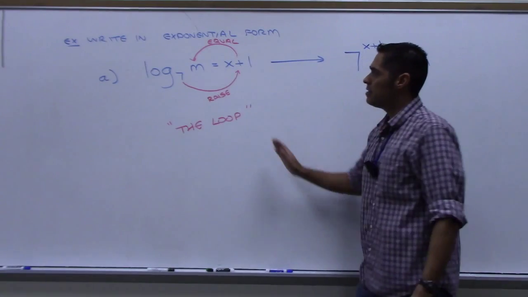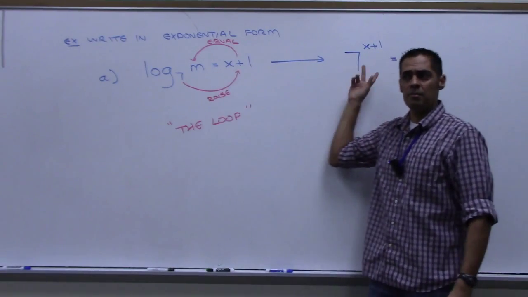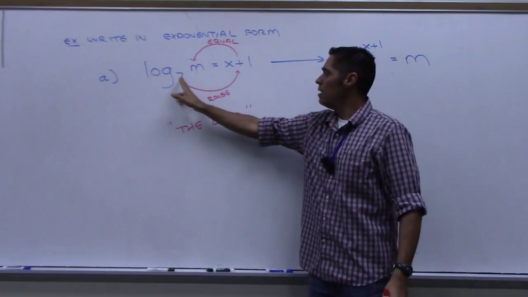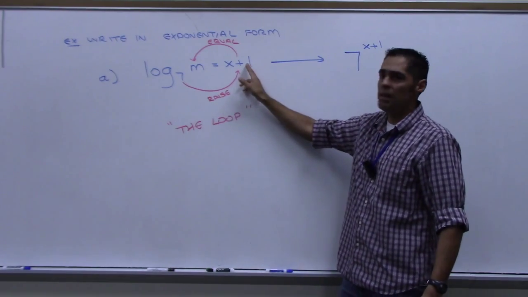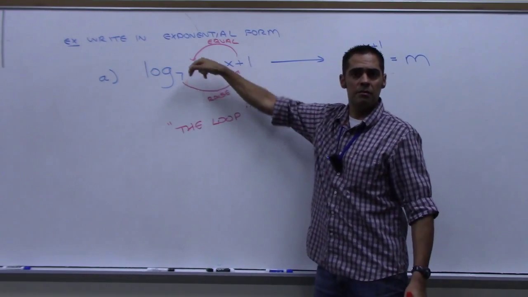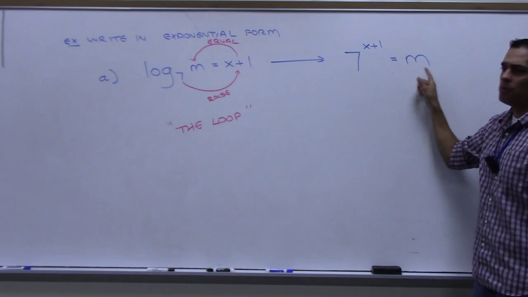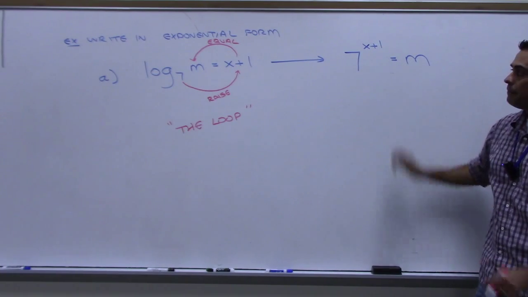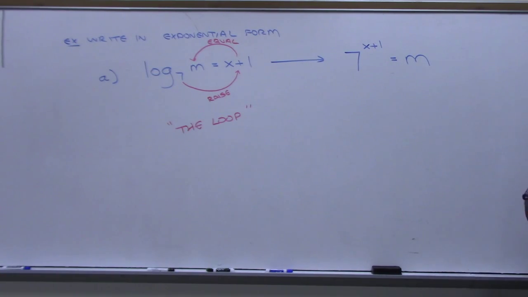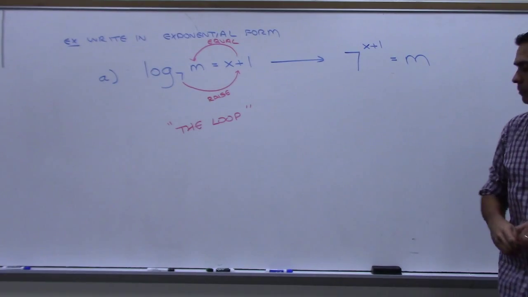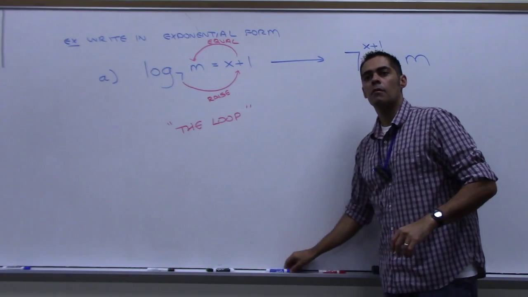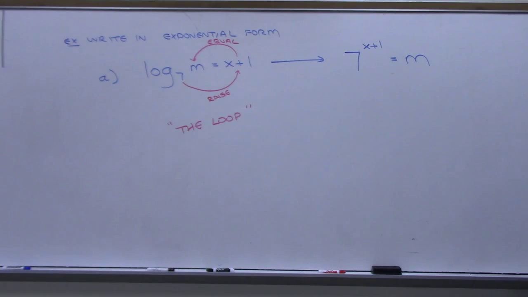So anytime you have a log equation, a quick way to get it to exponential form is you take the base, right? You go 7 raised to this equals this. 7 raised to the x plus 1 equals m. Do y'all see it? Okay. I'll be using that throughout the rest of the class. Yes? This is what you were trying to say? Yeah. So they showed you something like that also? Okay, good.